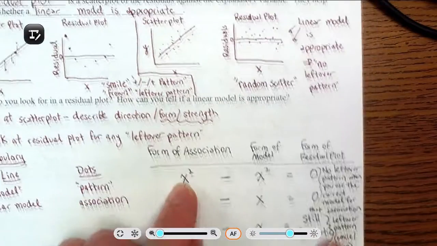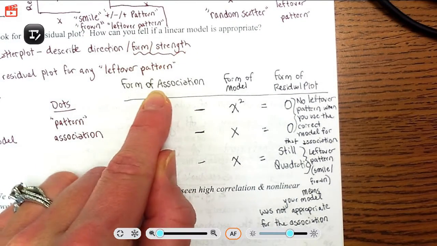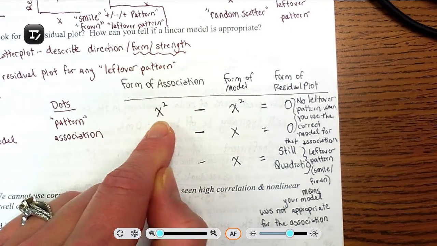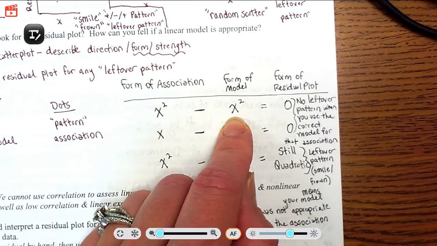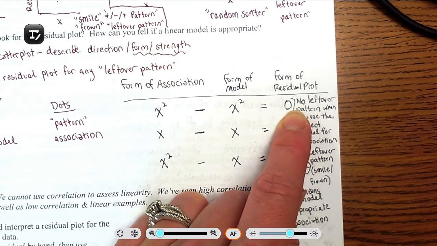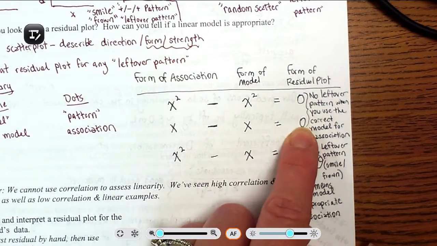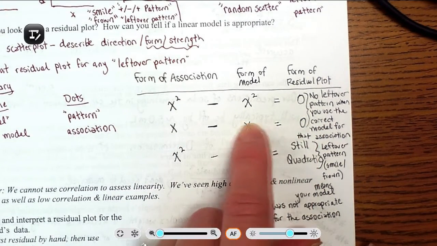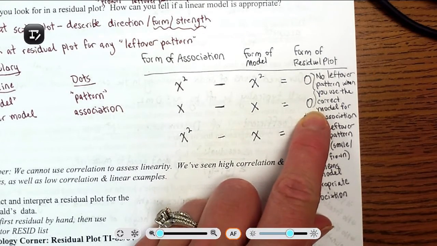Okay, so here we go. Here it's kind of written out for you. If the form of the association, which means the dots, is quadratic, and you subtracted a quadratic from it, then you'd be left with no leftover residual pattern. If your form is linear and you subtract a linear model from it, then you're left with no residual pattern, okay?